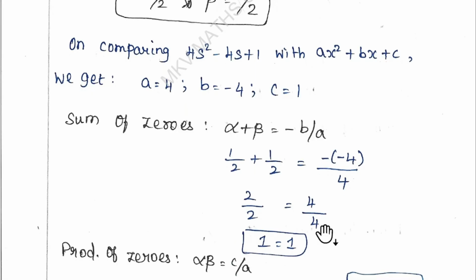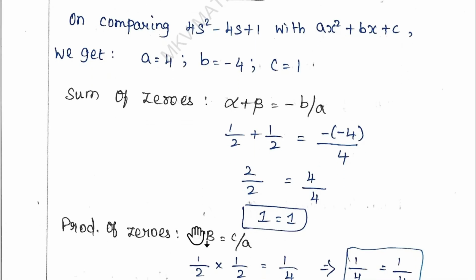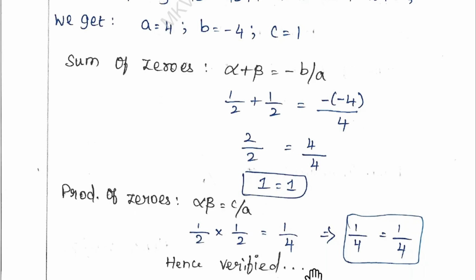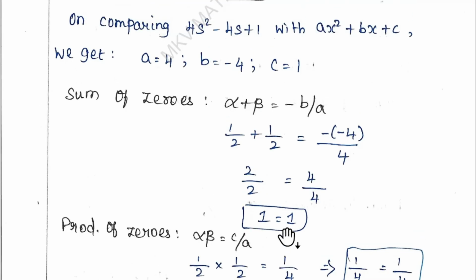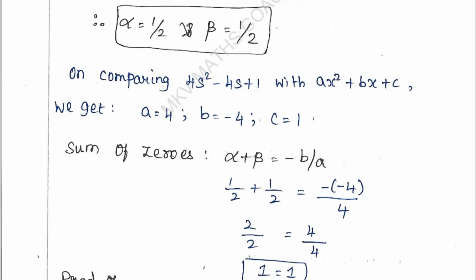So you're getting 1 equal to 1, and product of zeros alpha beta equals c by a. 1 by 2 into 1 by 2 equals 1 by 4. So you'll be getting 1 by 4 equals 1 by 4. So hence verified. Just pause the video and try by yourself so that you will get practice on this topic.